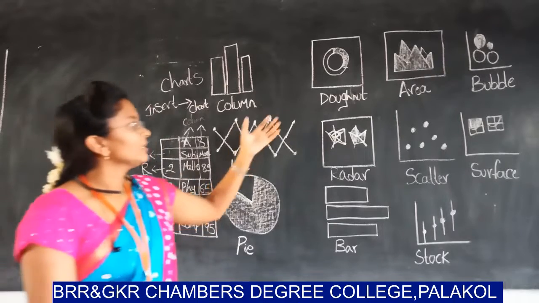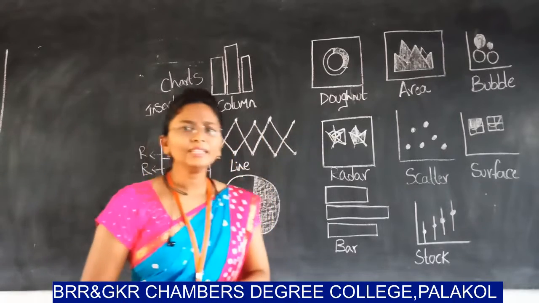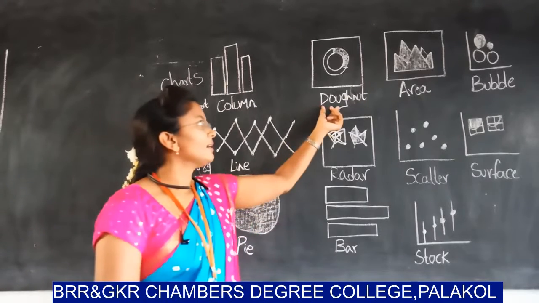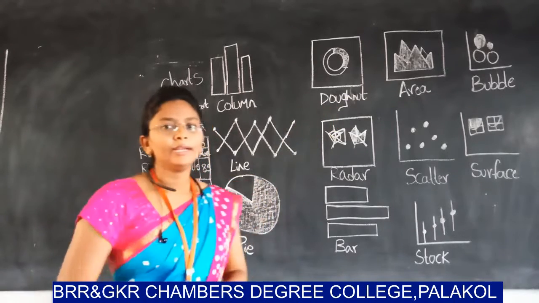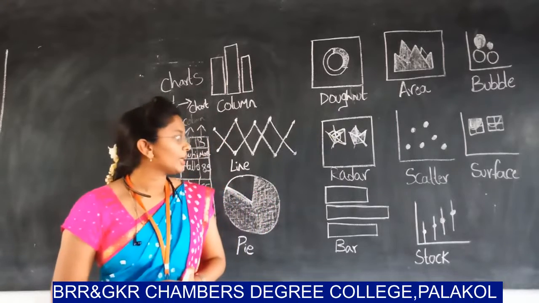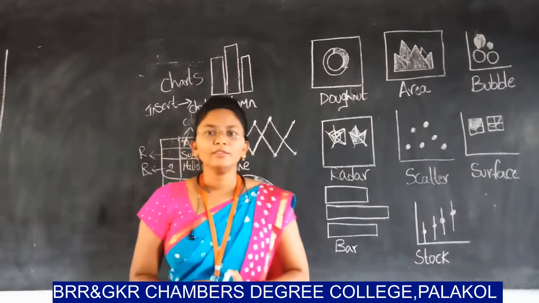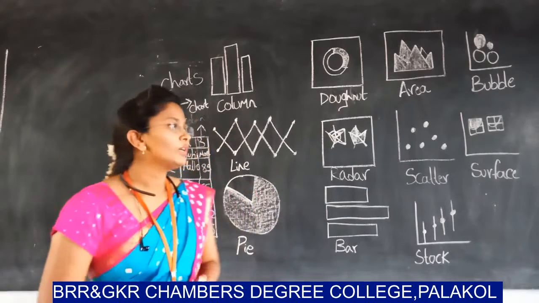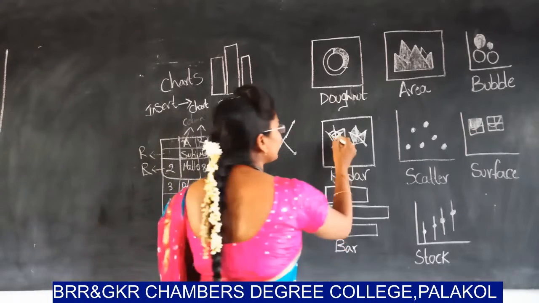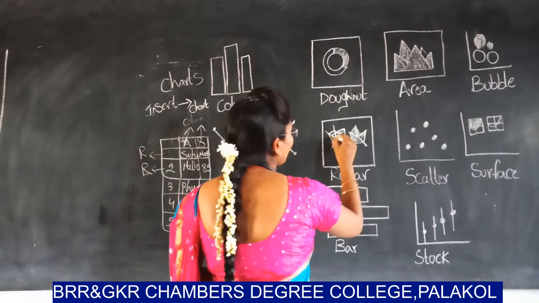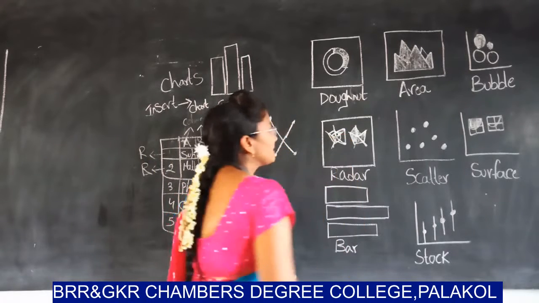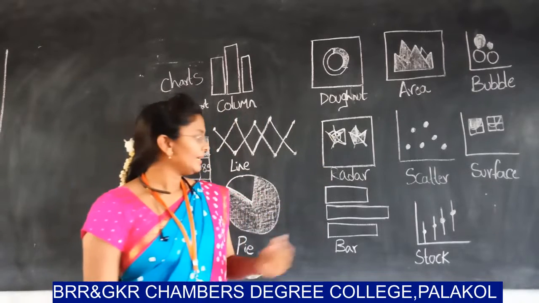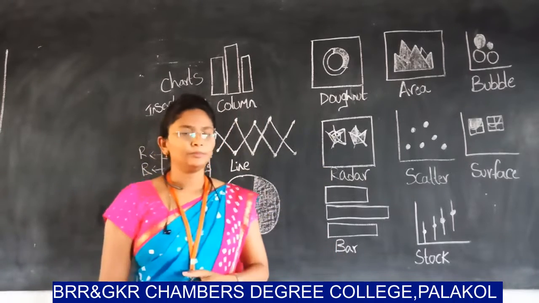And next one is donut chart. And this is the advanced chart for pie chart. And next one is radar chart. Here the spreadsheet data will be displayed from the center point of the related portion. This is the center point of the related portion. This will be represented as the data from your radar chart. And the next one is bar chart.